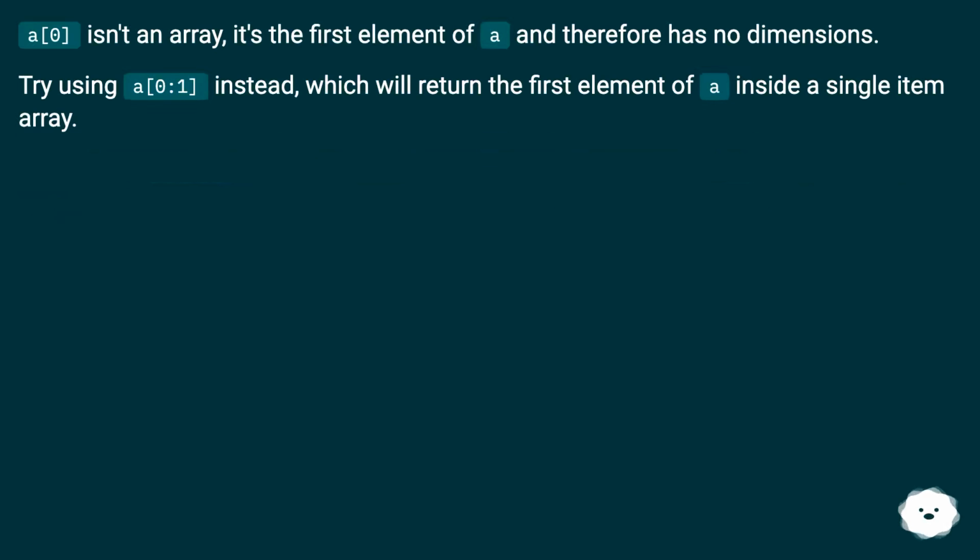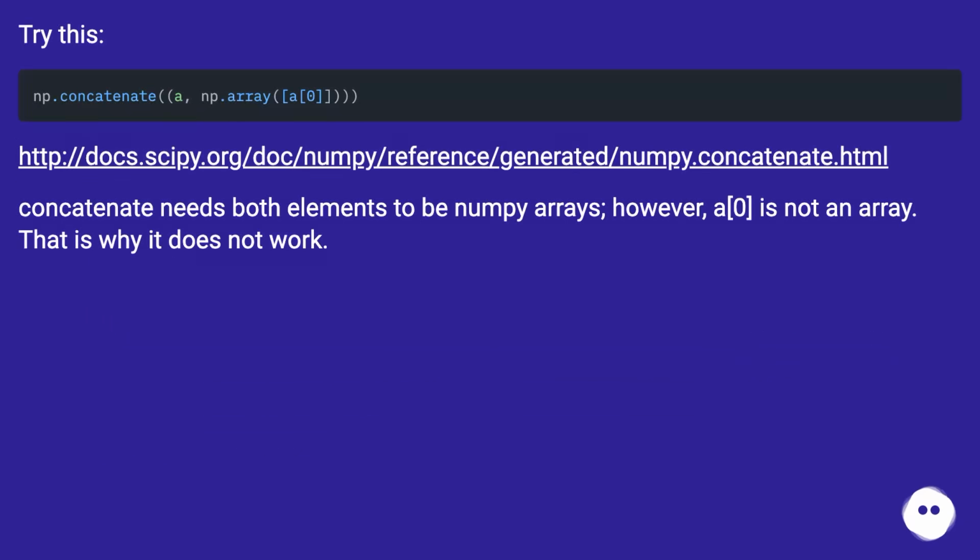A[0] isn't an array, it's the first element of A and therefore has no dimensions. Try using A[0:1] instead, which will return the first element of A inside a single item array. Try this. Concatenate needs both elements to be NumPy arrays, however, A[0] is not an array. That is why it does not work.